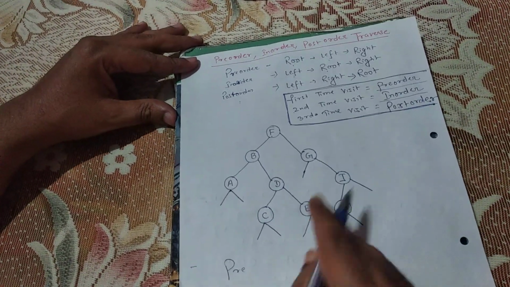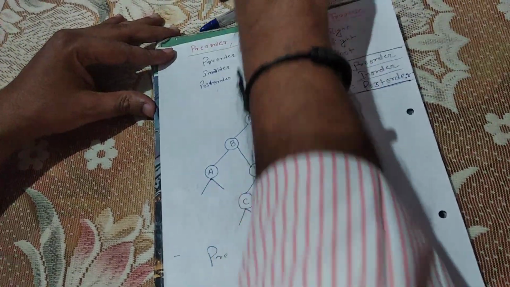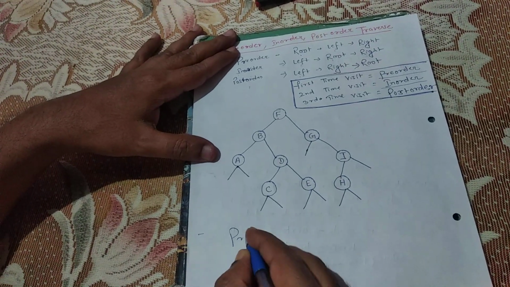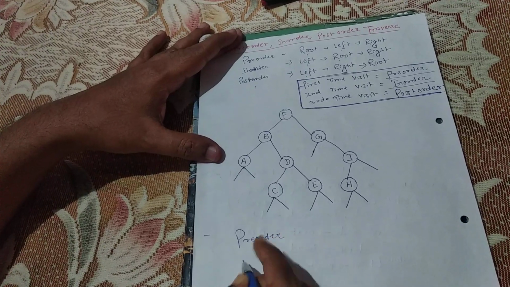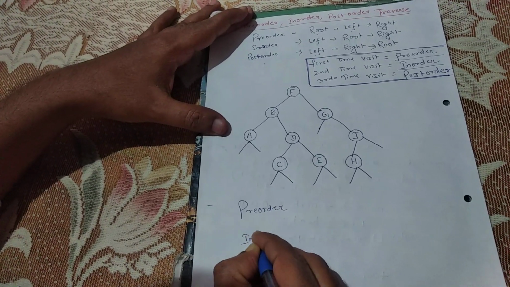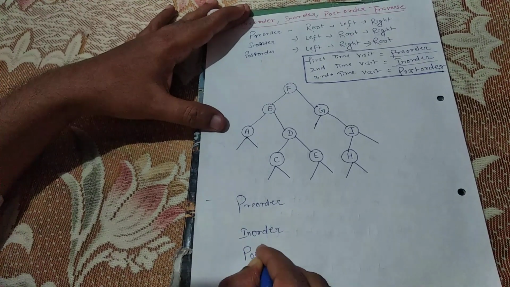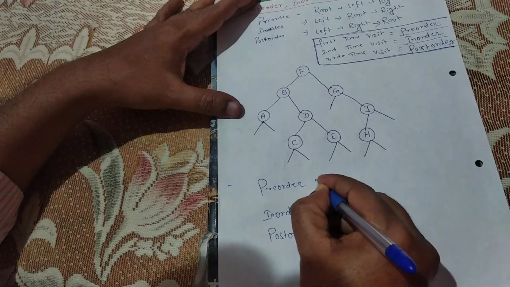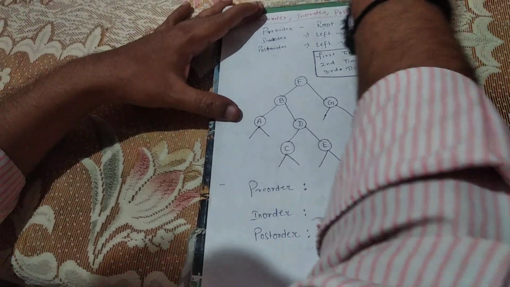So we start traversing. As I told you, first time, second time, and third time. So first we have to write here pre-order, in-order, and post-order. Okay, now start.